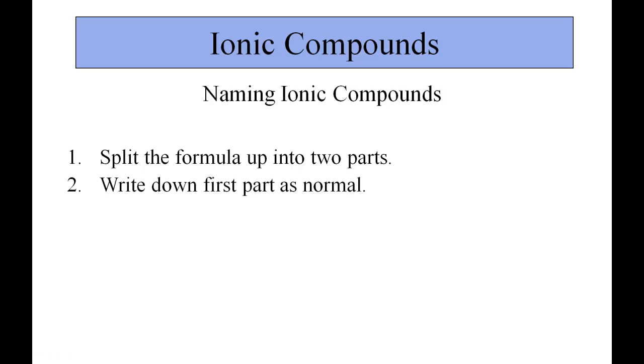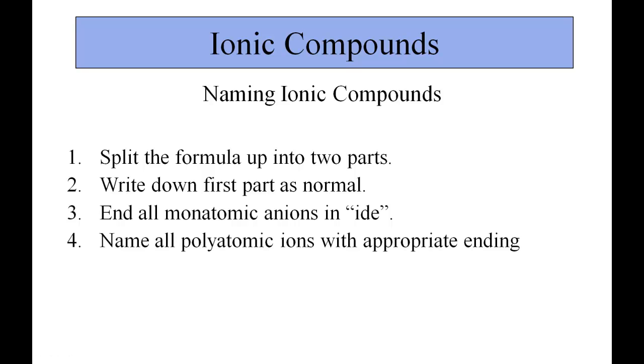The second step is to write down the first part as normal. For example, sodium chloride, we write down the first part as sodium. We put it just like it is on the periodic table. The third step says to end all monatomic anions in "ide." Notice I didn't say sodium chlorine, I said sodium chloride. So when it's a monatomic anion, meaning one atom and it's negatively charged, we end it in "ide," like chloride.